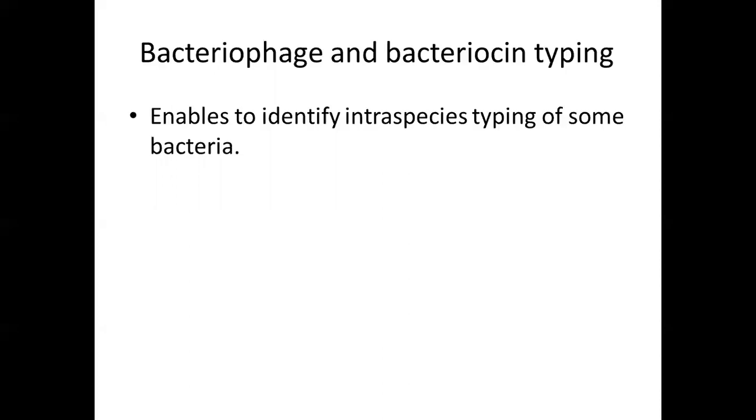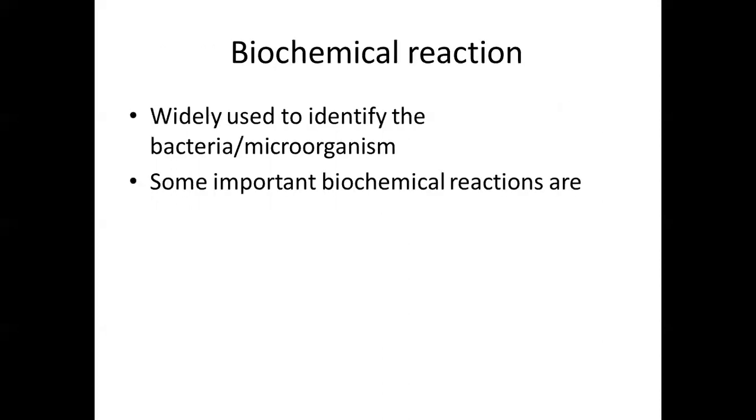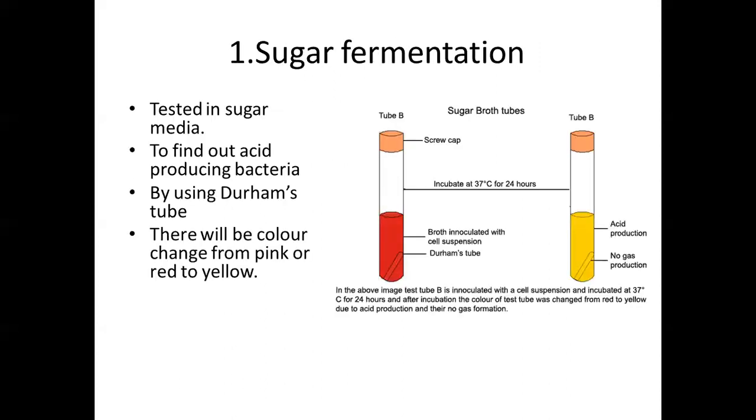So which helps to identify how the bacteria are enabled or capable of changing or giving birth to a different species. Biochemical reactions are widely used to identify bacteria or microorganisms. Some important biochemical reactions are commonly used. The first one is sugar fermentation.